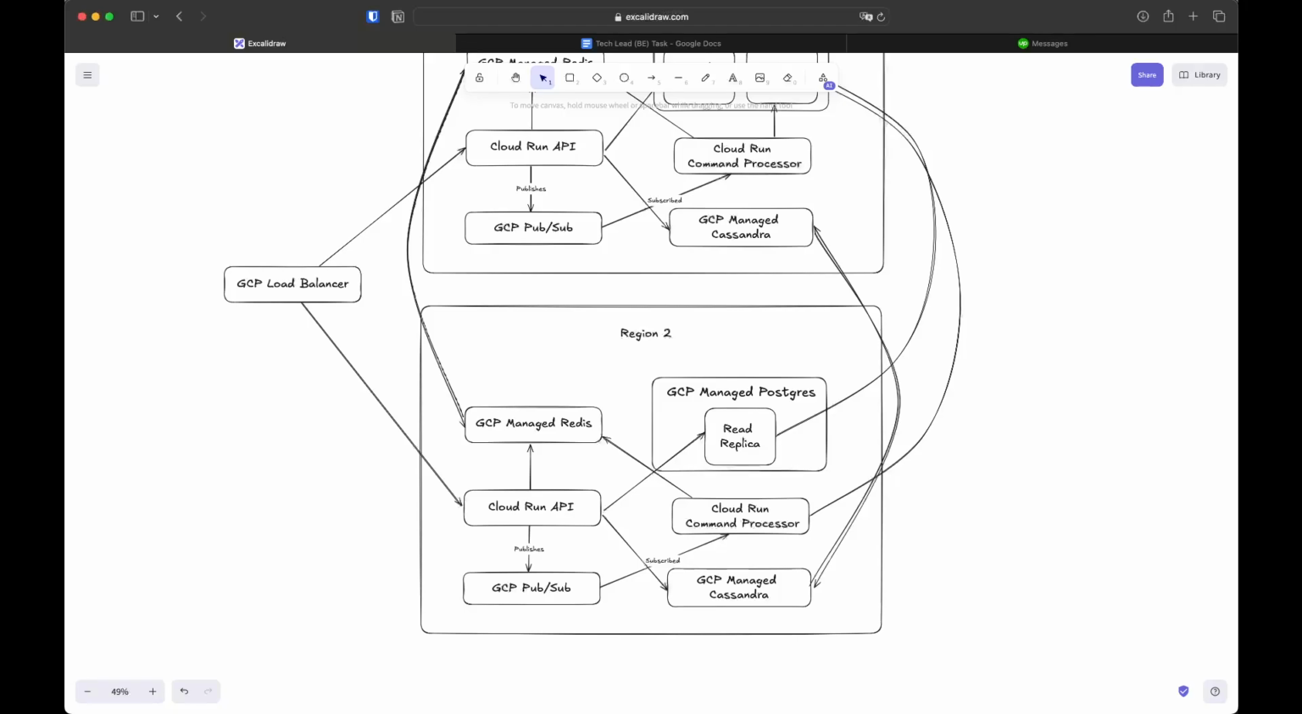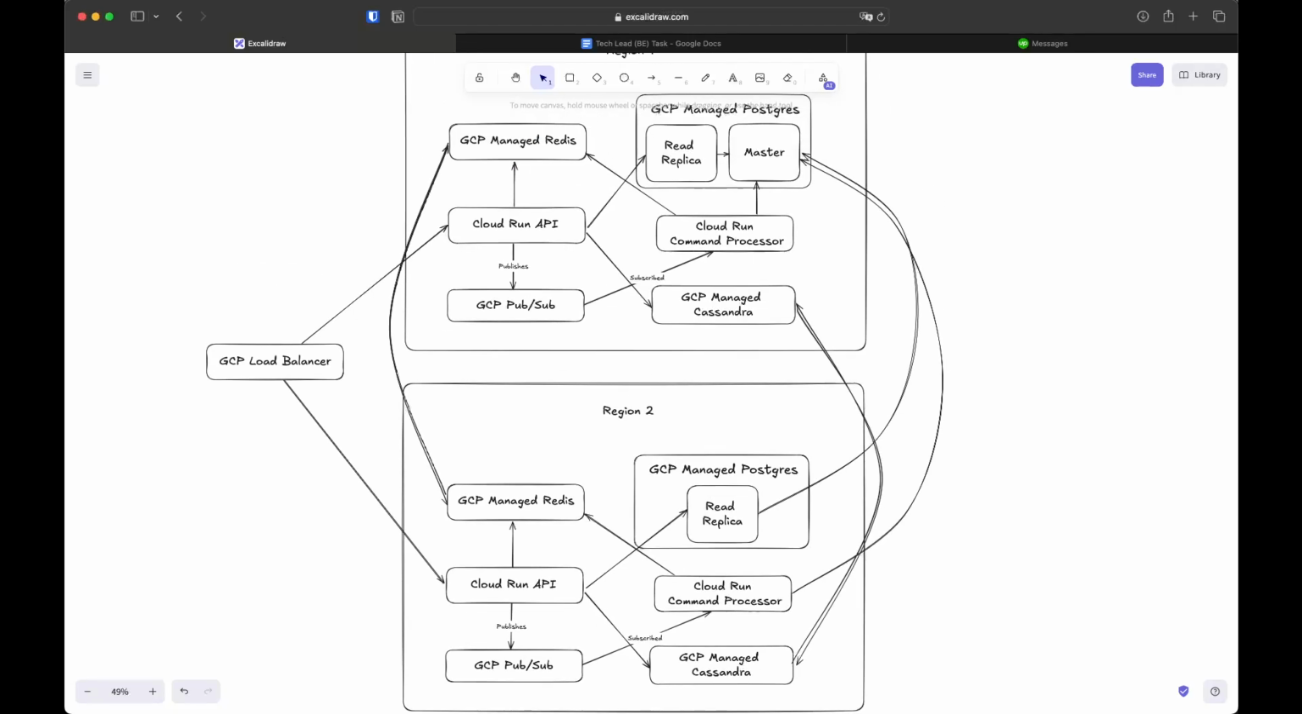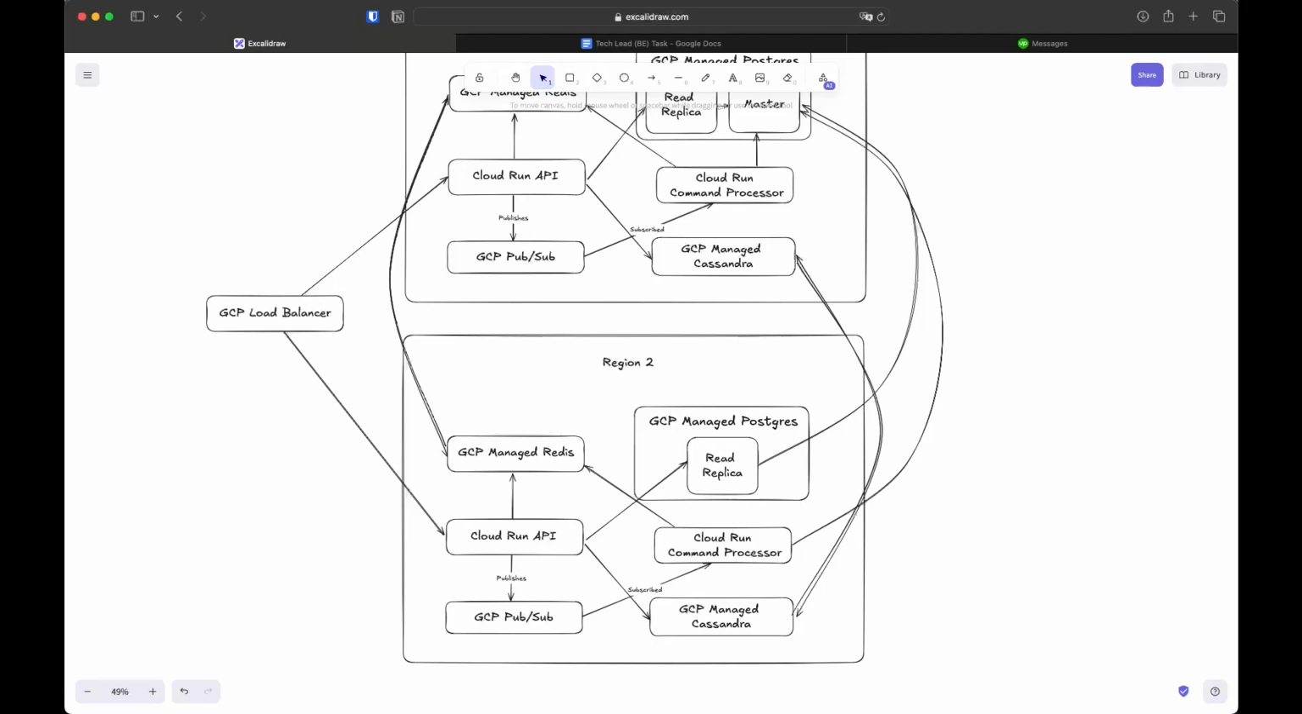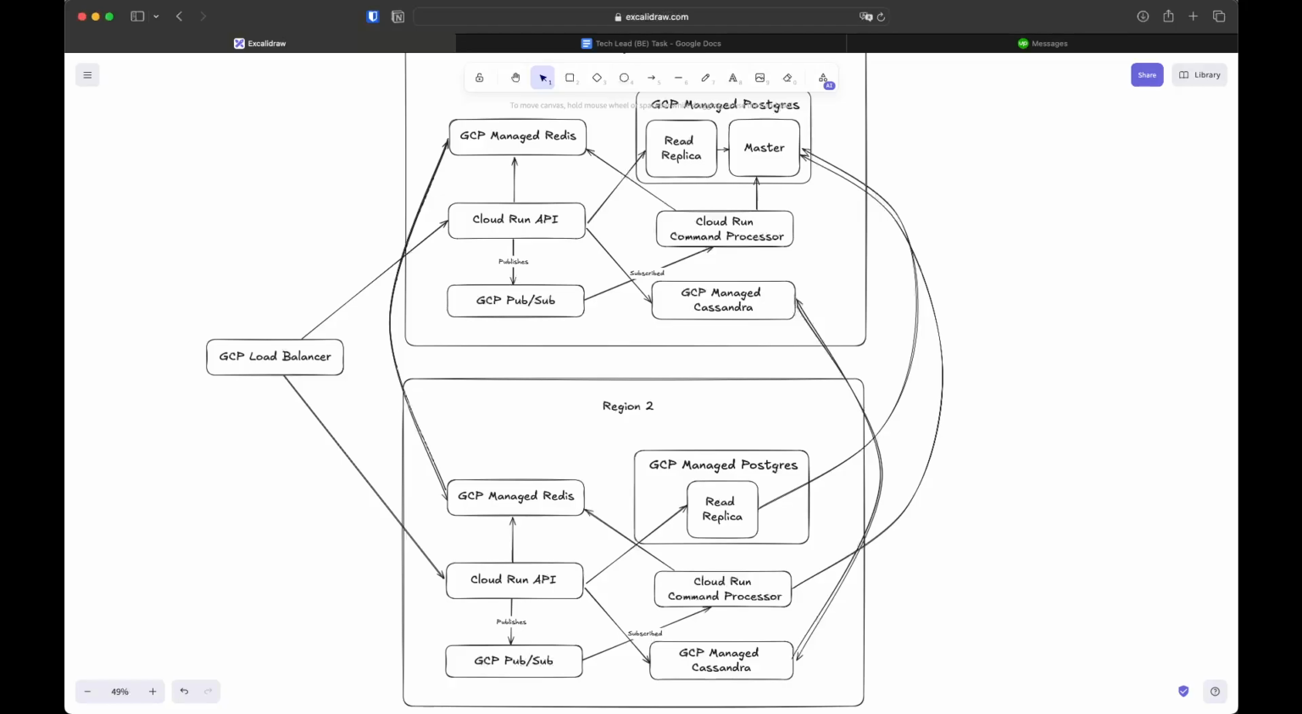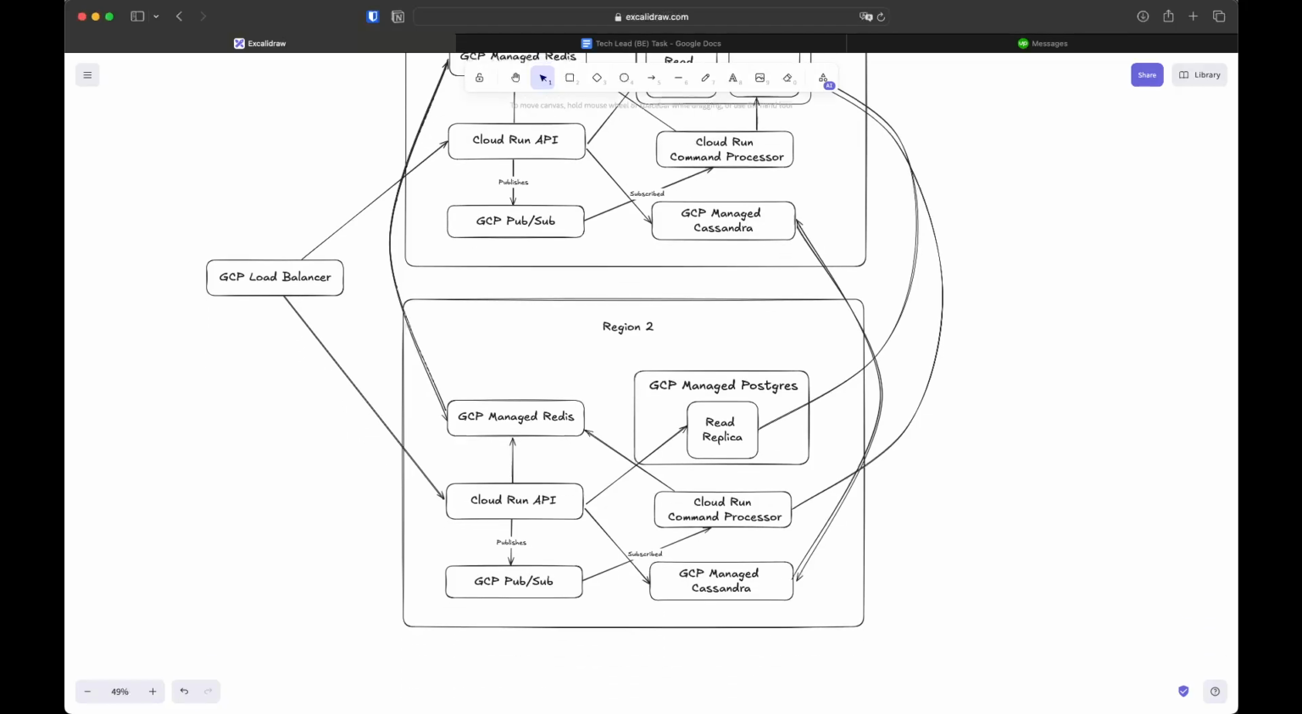Then when it comes to region number two, it actually has a read replica of the Postgres created in region number one. So the asynchronous operation of command processing just writes to the master in region number one, and then it gets synchronized back with the read replica in region number two. This is just read replica scaling here.